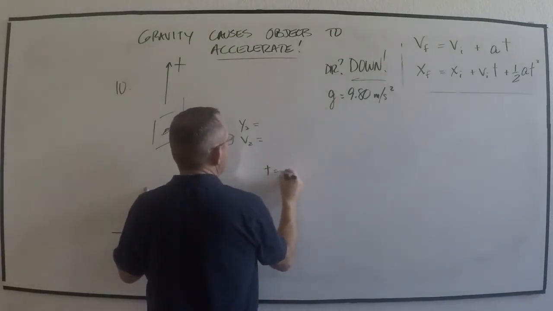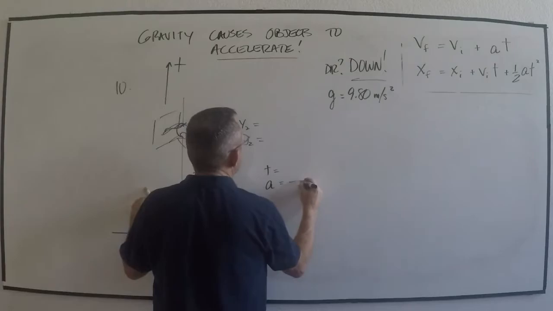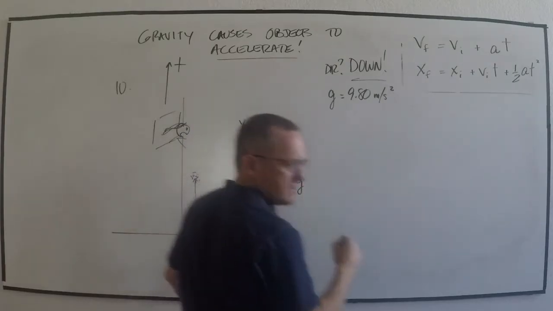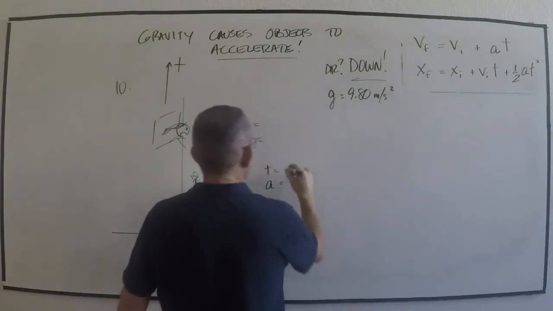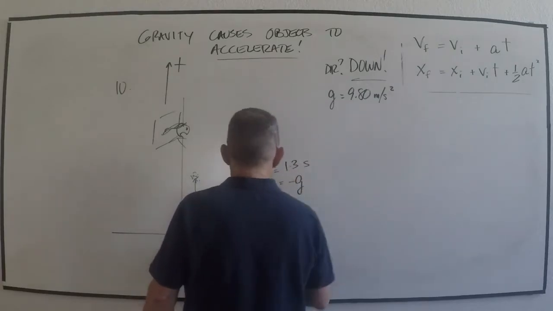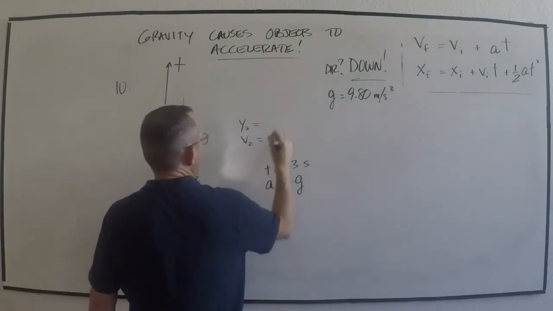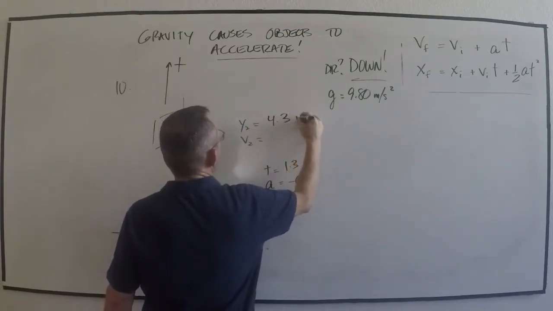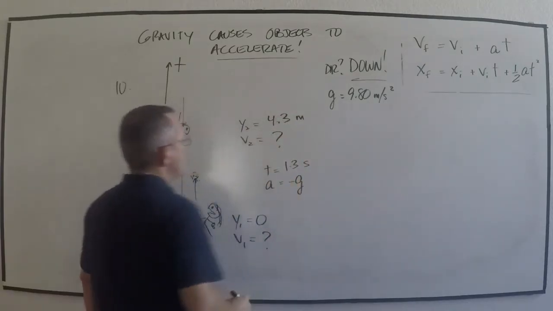And what have they given you? Of course, the acceleration is minus g. The time is 1.3 seconds. v1 is unknown. y2 is 4.3 meters. v2 is unknown.